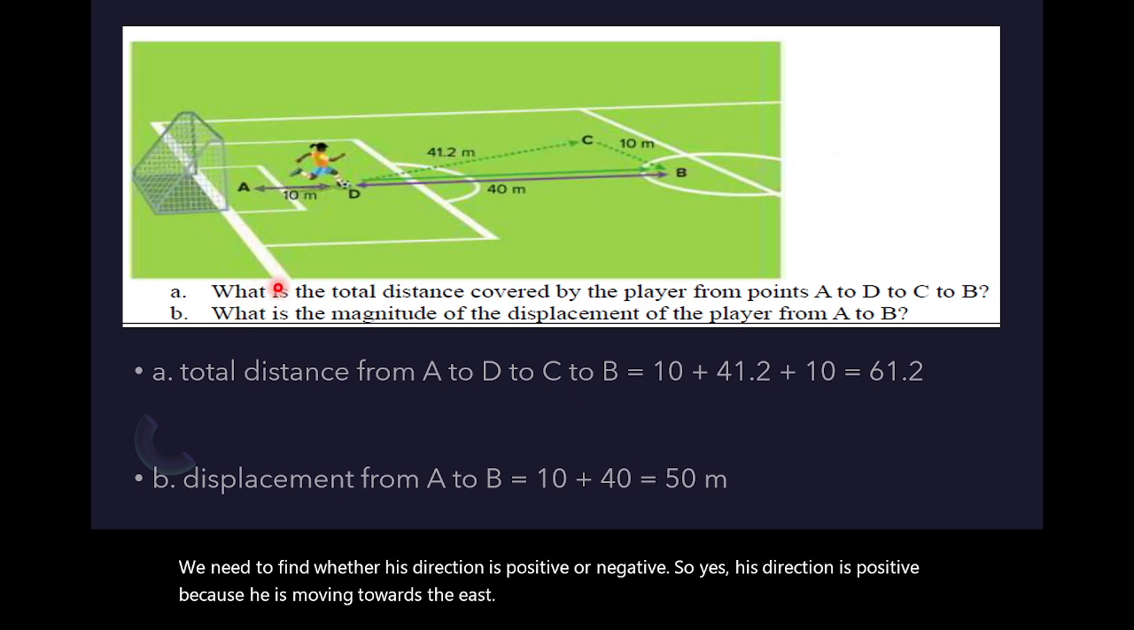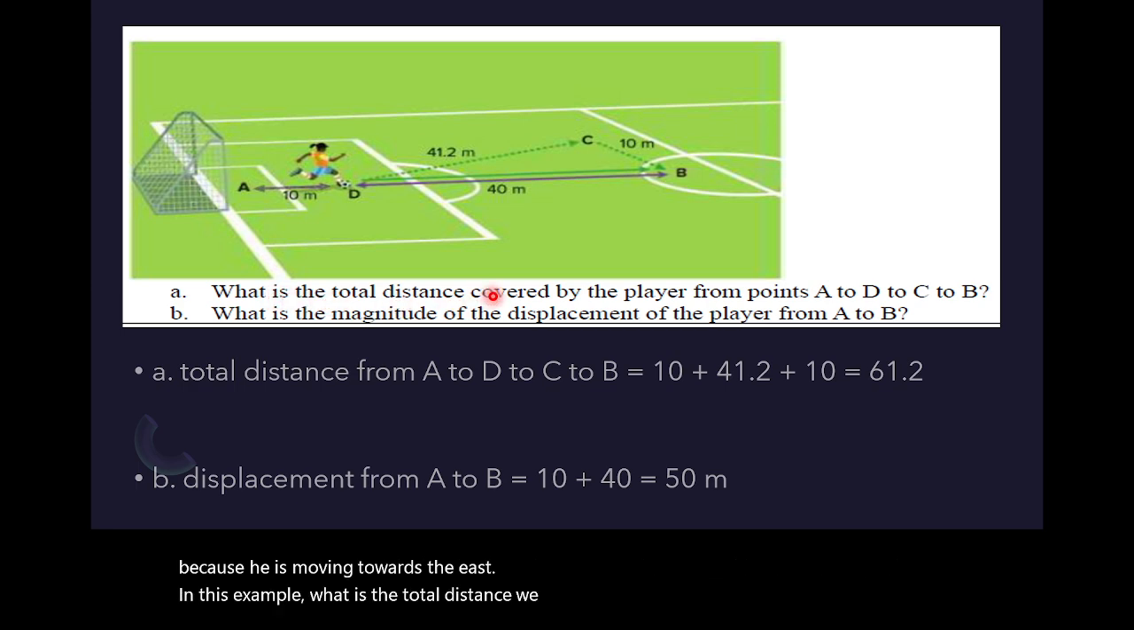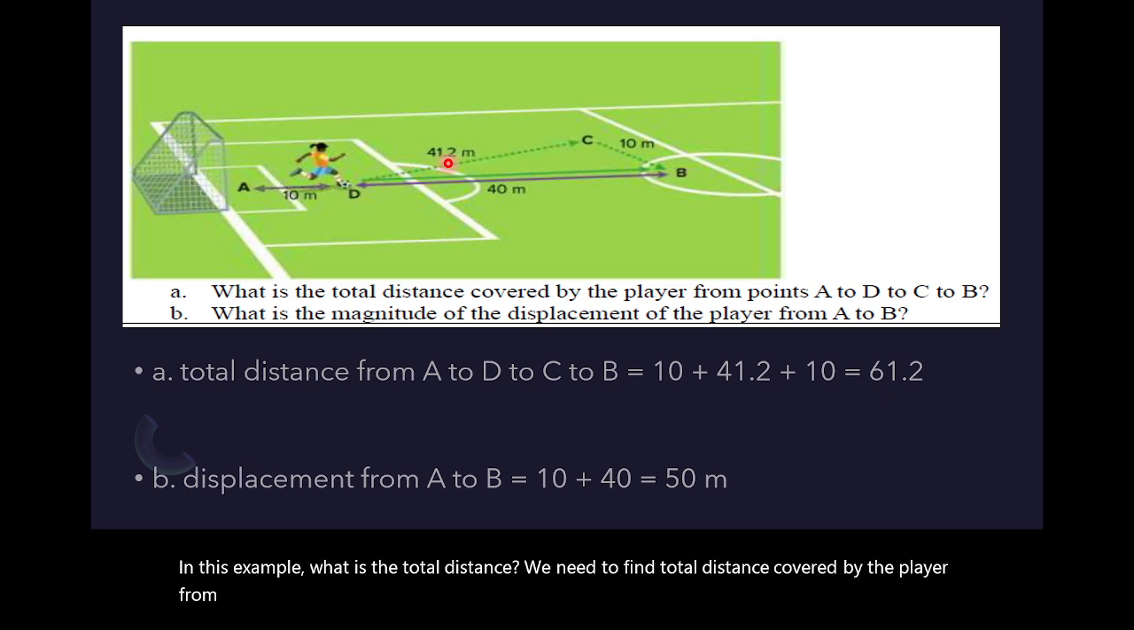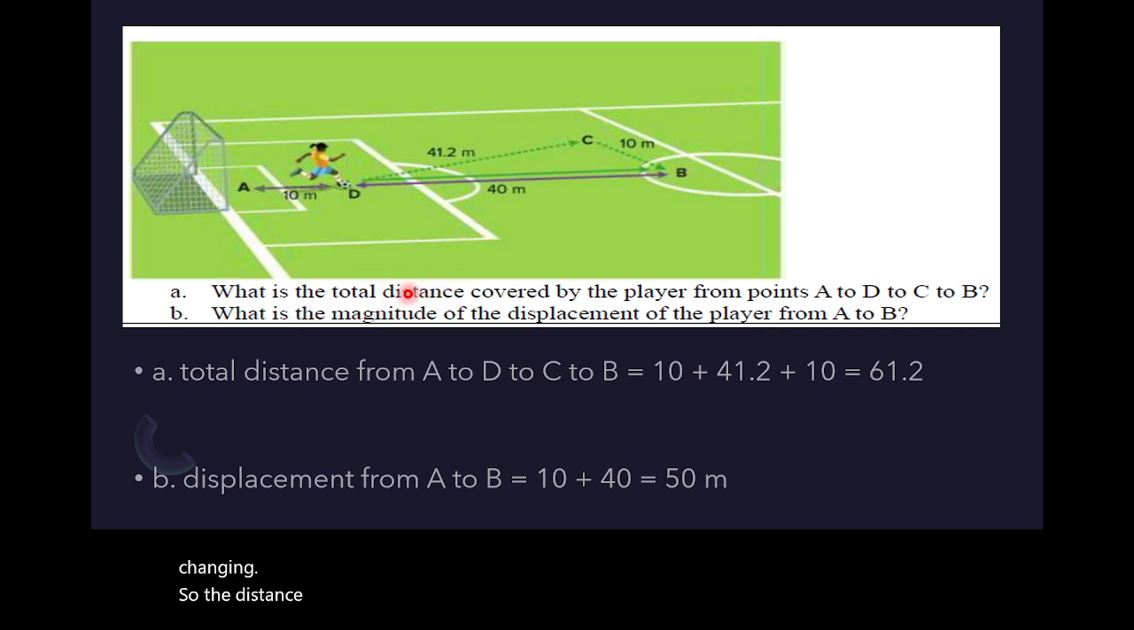In this example, what is the total distance we need to find? The total distance covered by the player from points A to D, D to C, C to B. You can see the path is not a straight line. The path keeps on changing. So the distance is the actual path length. A to D is 10 meters, plus D to C 41.2, plus C to B 10, total 61.2 meters.